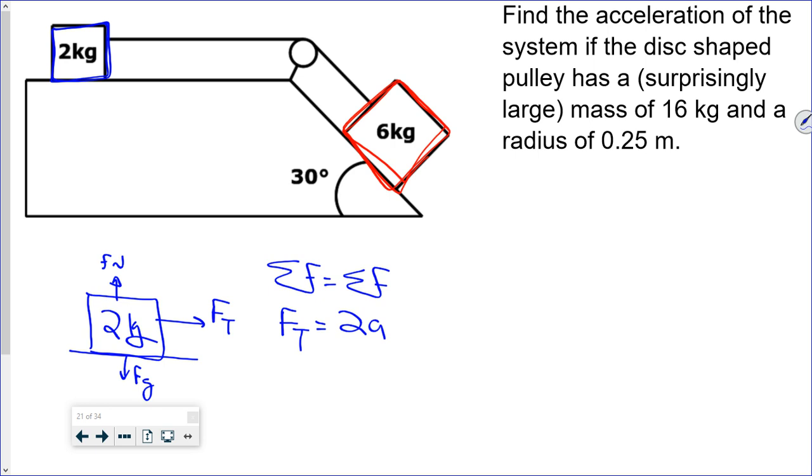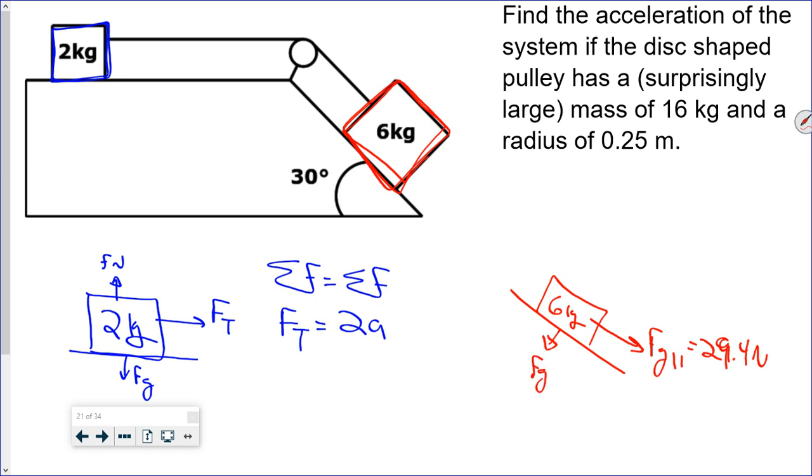Then we could repeat the same process over here for the red block. We've got this red block, and gravity we've got to split up into components. If we split gravity up into components, what you discover is that your F_G parallel is 29.4 newtons. That's pulling it down the hill. And then there's an F_G perpendicular and a normal force, but those two cancel out, so we don't really care about those. And then there's a tension force.